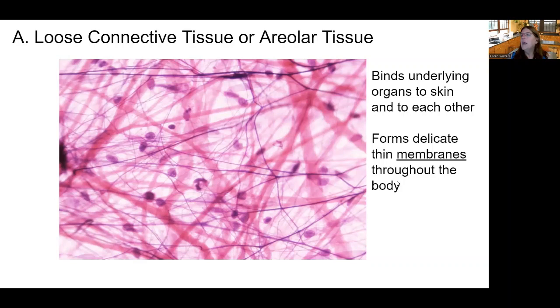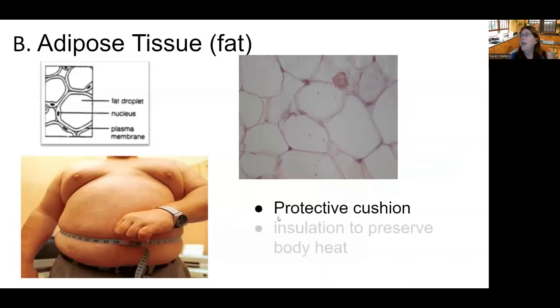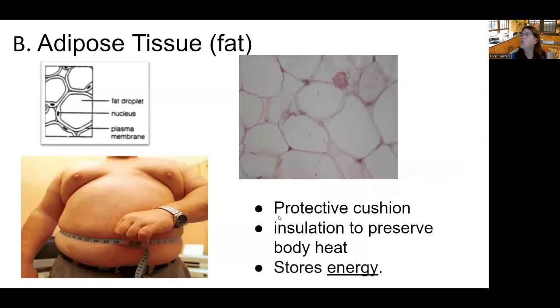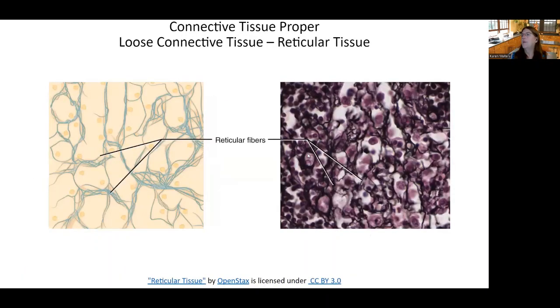It's fairly delicate, if you will. It's easy to disturb. So we all know about adipose tissue, right? Adipose tissue provides a protective cushion, also insulation, but as you know, it's also an energy store. So it's a very loose tissue, easily disrupted, but these cells just love to take in and store fat. That's more loose connective tissue, more adipose tissue.